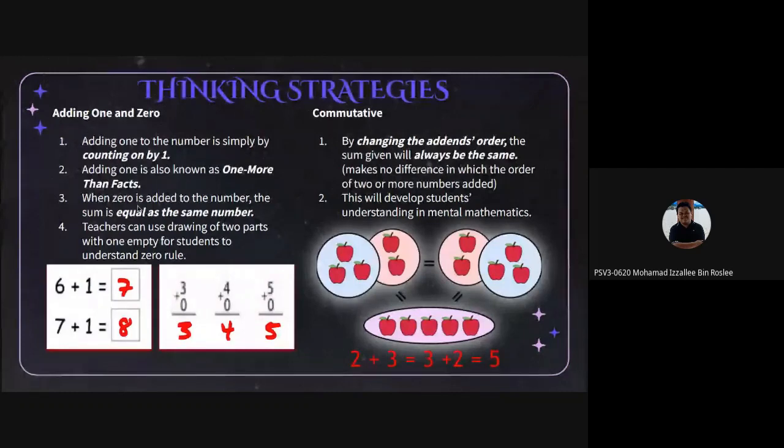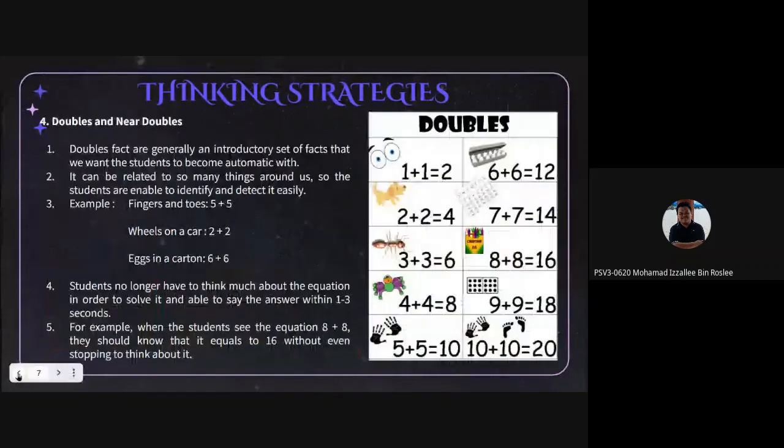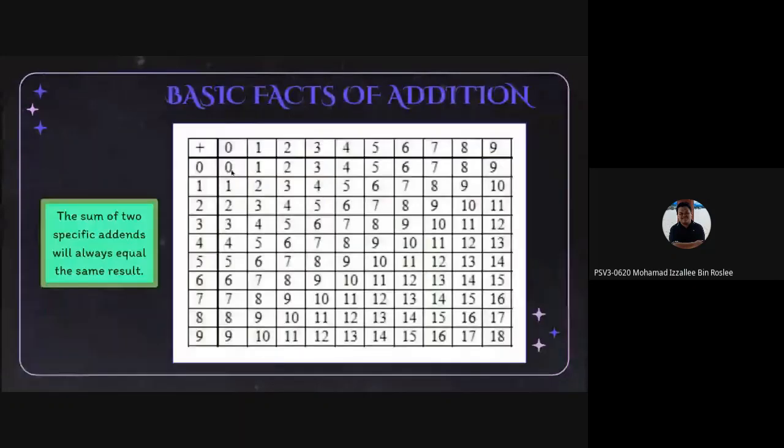When 0 is added to a number, the sum is the same number. And teachers can use a drawing of two parts with one empty for students to understand the zero rule. If we perform 3 plus 0, it will become 3, and 4 plus 0 equals 4. This can be seen if we refer back to the basic facts, this one. We can note the first ones are added with 0. It will be the same number as from the top ones.